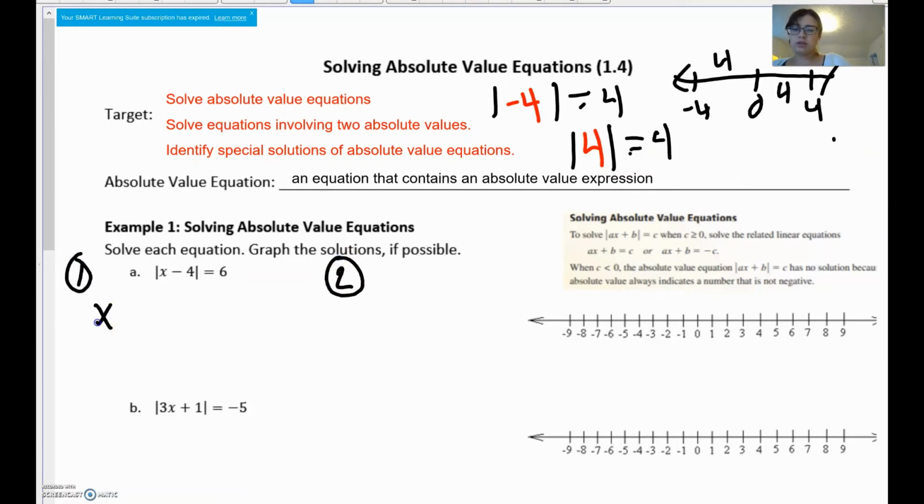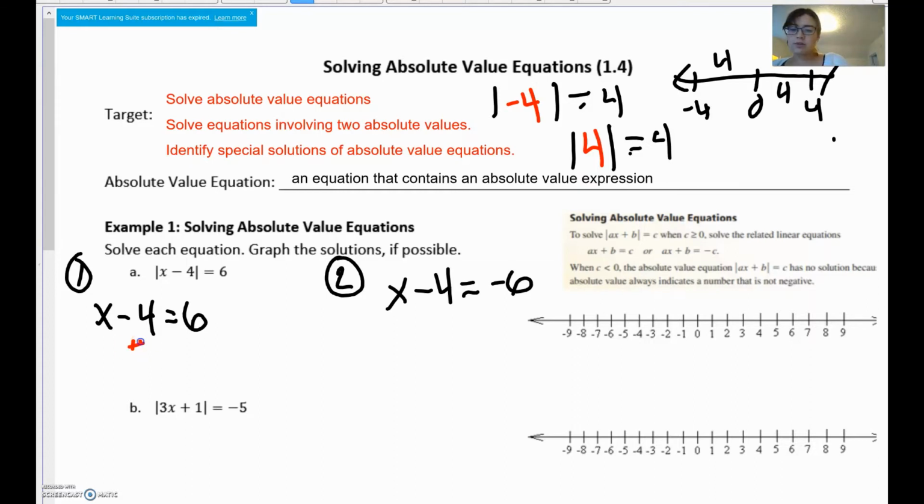So our first one is going to have that positive answer, x minus 4 equals 6. The other one is going to have a negative solution. Because if we end up taking the absolute value of -6, it also equals 6, so we have to split it up and we have to do two equations to solve.